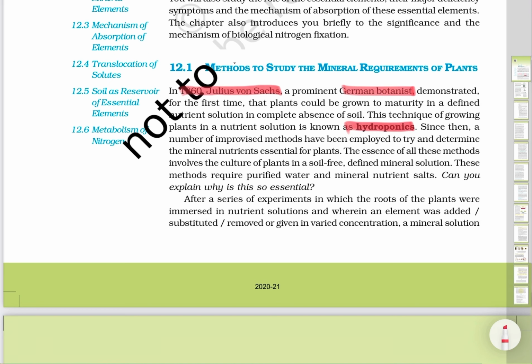Since then, a number of improvised methods have been employed to try and determine the mineral nutrients essential for plants. The essence of all these methods involves the culture of plants in soil-free defined mineral solution. These methods require purified water and mineral nutrient salts. Can you explain why this is so essential?